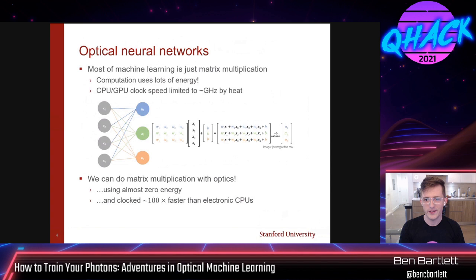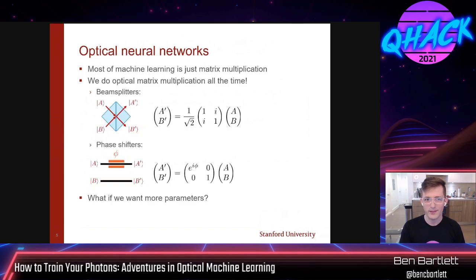If you look under the hood of any machine learning model, most of the computational load is just a lot of matrix multiplication. And this uses a lot of energy. And the hardware running the machine learning model, your CPU and GPU clock speed, is limited to gigahertz scales by heat. But what if I told you that we can do matrix multiplication with optics using almost zero energy and clocked over 100 times faster than with electronic CPUs? This sounds like a pretty grand claim, but we actually do optical matrix multiplication all the time.